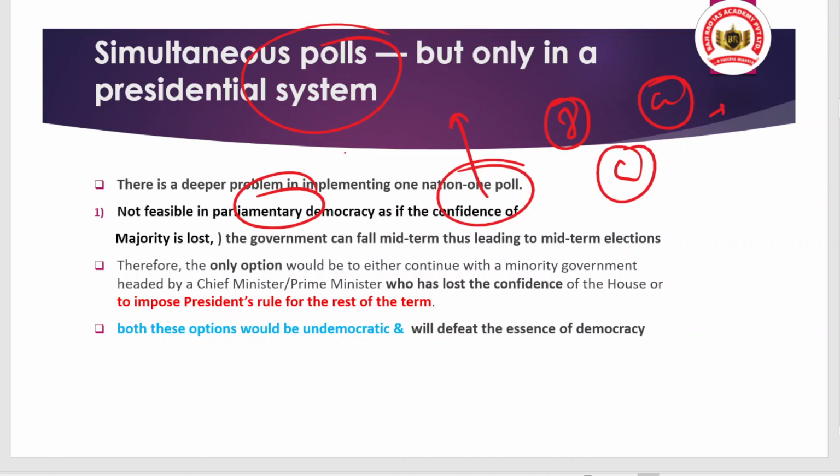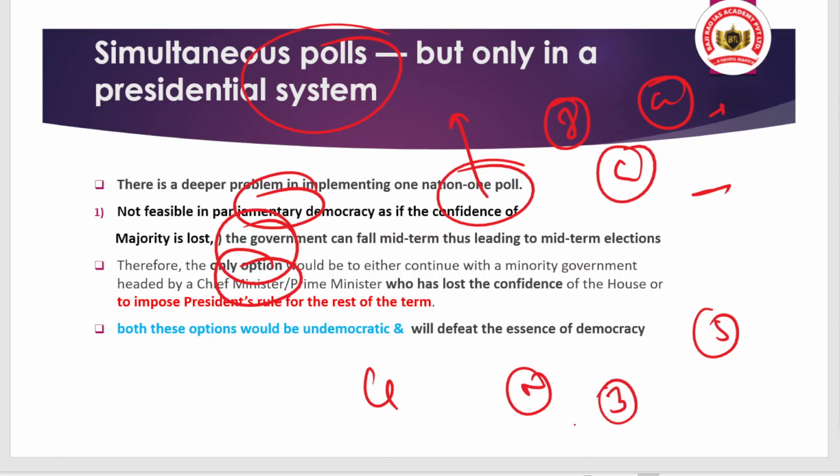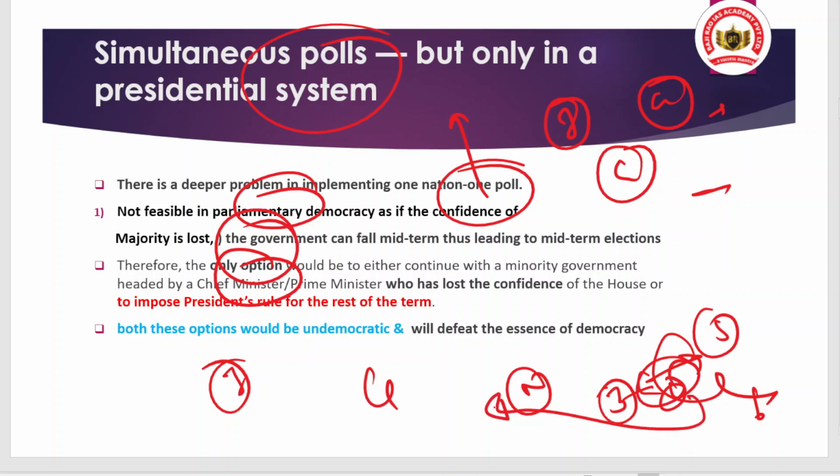So the only option to ensure that a re-election is not conducted is to impose President's Rule for the rest of the term. Let's take an example. Let's say a government has been constituted now, and we have a term of 5 years, and after the proper working of 3 years, the confidence of the council of ministers is lost. What will happen to the remaining 2 years? In case of proposing simultaneous elections, there should not be an election or re-election in this period. That means in this period you can impose President's Rule, and if you are imposing President's Rule, you are challenging the federal principles.